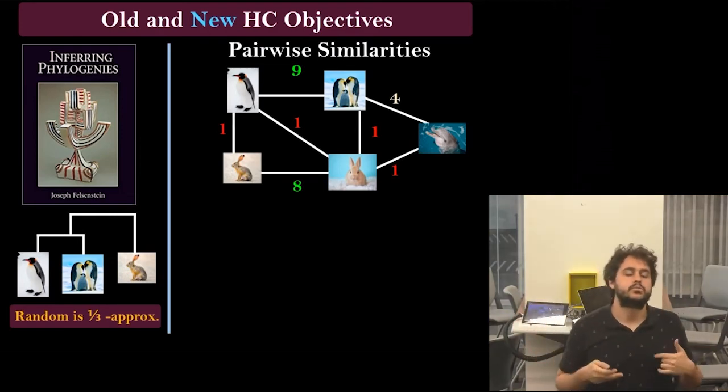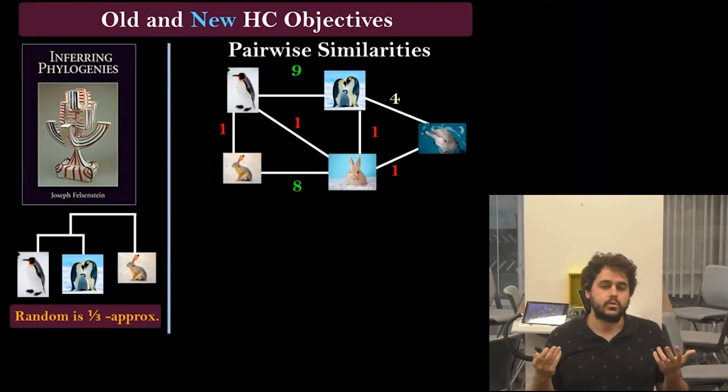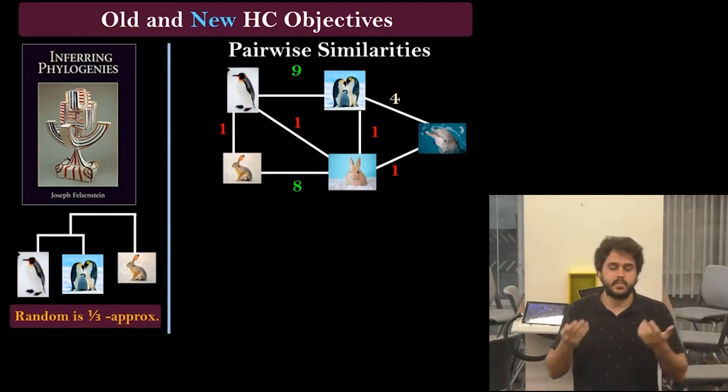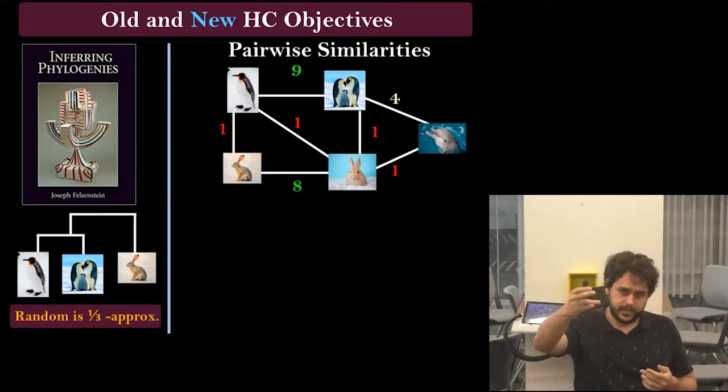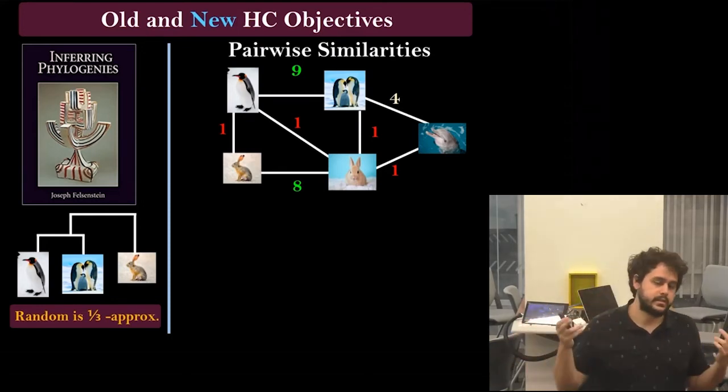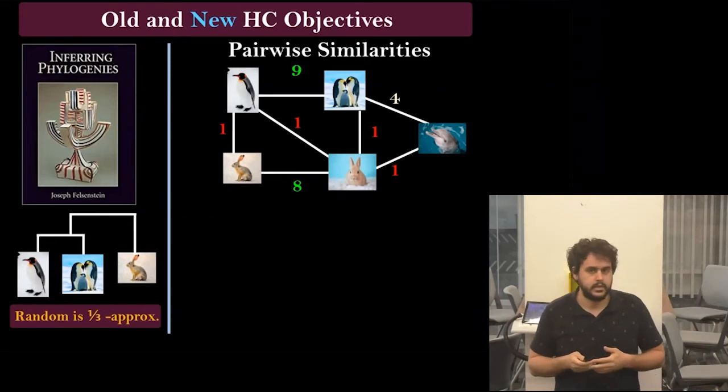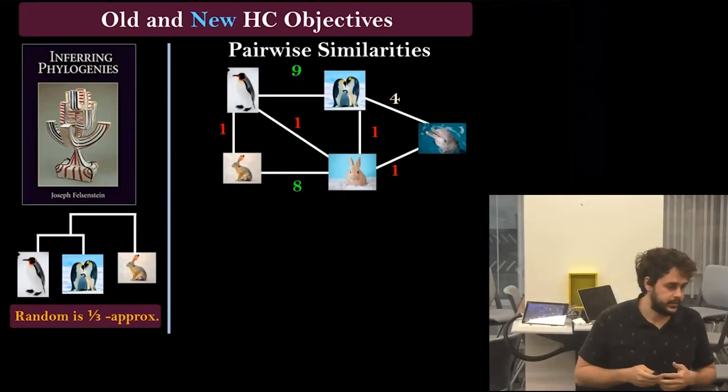We would like to obtain an objective that is based on pairwise similarities. And here, the larger the weight, the larger the number, the larger the similarity between the endpoints. So the two penguins have the highest similarity. Okay.